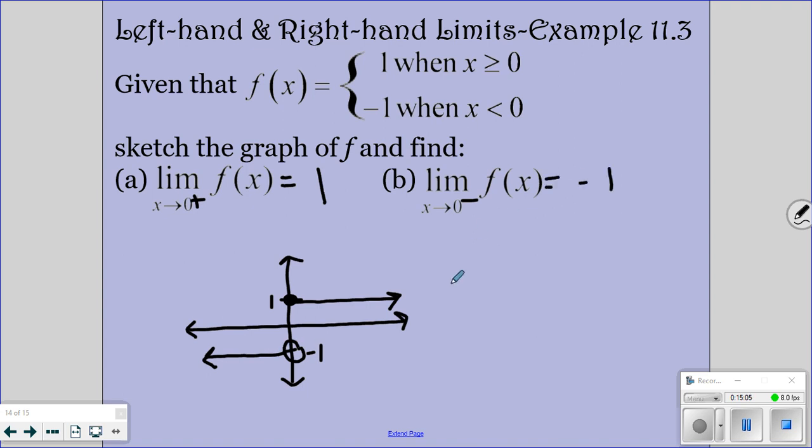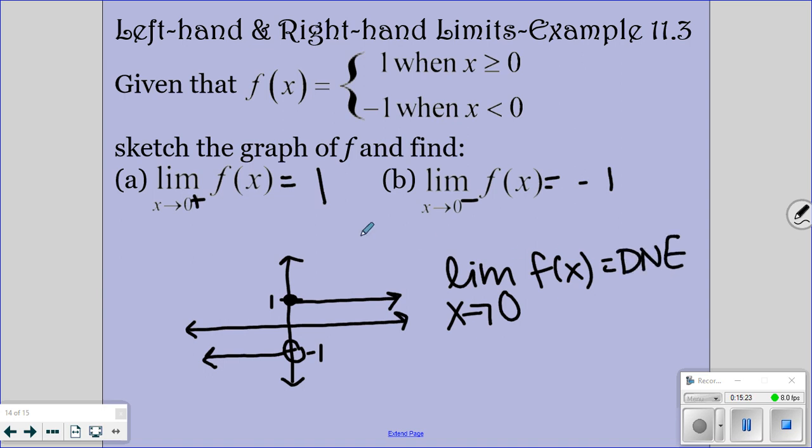Now, if I ask for the limit as x approaches 0, not from the left or the right, just as x approaches 0, what would that limit be? Hopefully you would say does not exist, because our left and our right hand limits are not the same thing. Anytime your left and right hand limits aren't the same thing, then you're going to want to say that at that specific number, it does not exist.